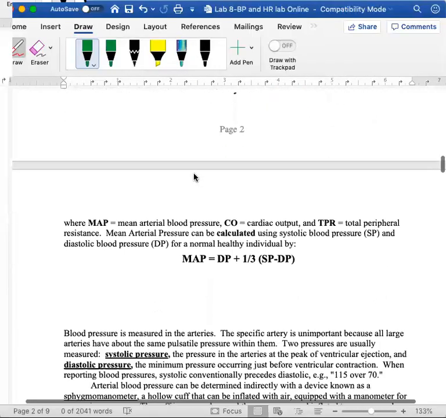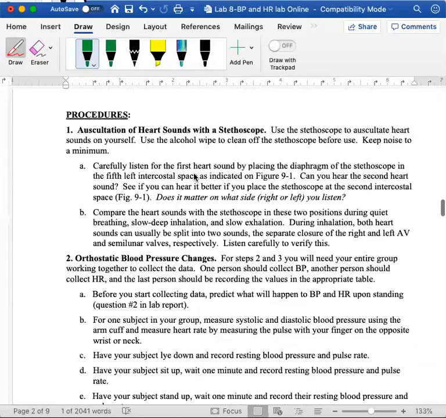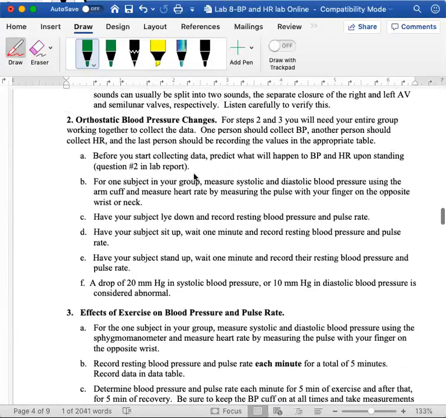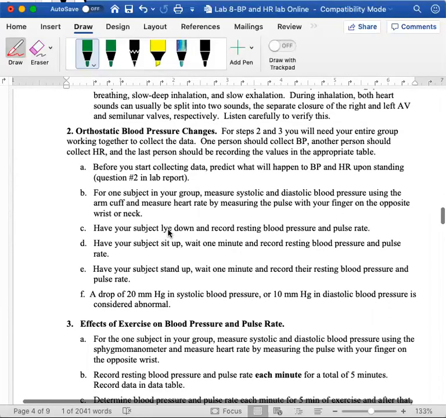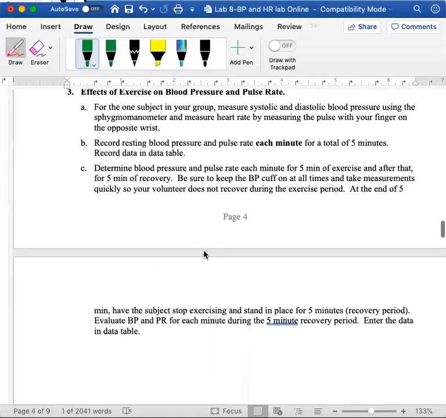So let's look at how we regulate it, okay? Skip forward, and I want you to read all this because this is important. Orthostatic blood pressure changes means body position. So when you're sitting, standing, or laying down, how does that affect blood pressure? That's important. And then we're going to do effective exercise on blood pressure and pulse rate.